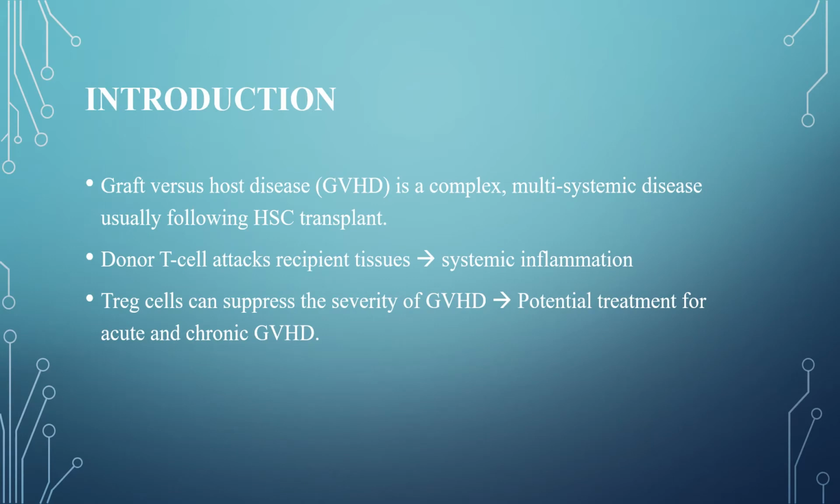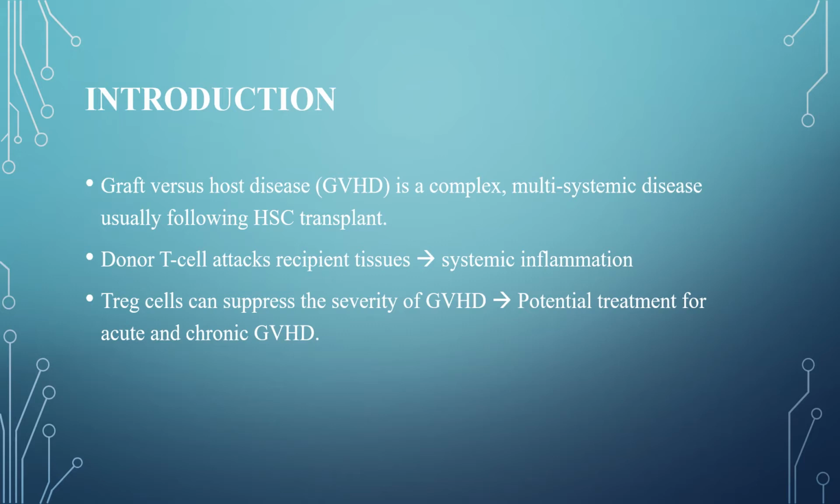Graft versus host disease, or GVHD, is a complex multisystemic disease usually following hematopoietic stem cell transplantation. GVHD happens when donor T cells recognize recipient tissues as foreign and start to attack them. This leads to systemic inflammation, with increased production of inflammatory cytokines and activated alloreactive donor T cells.